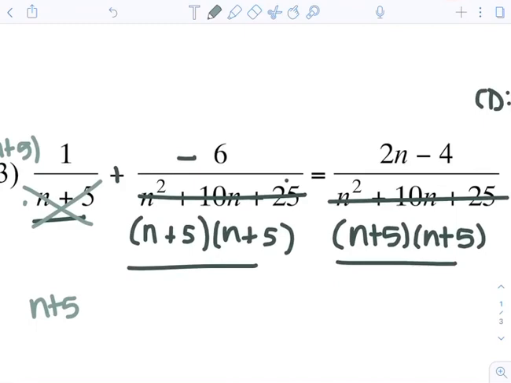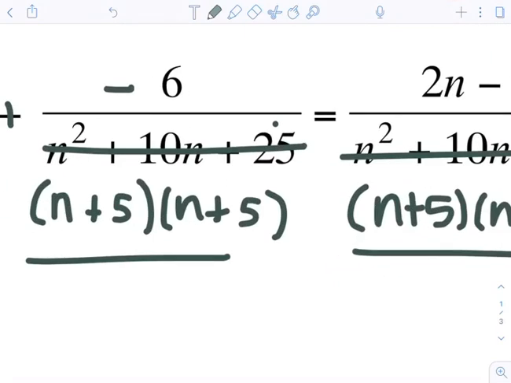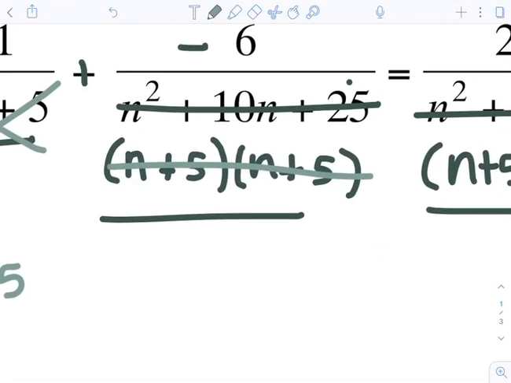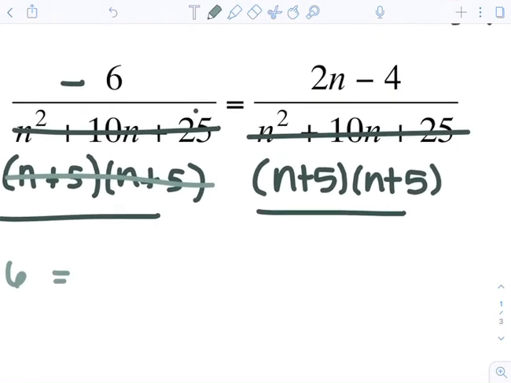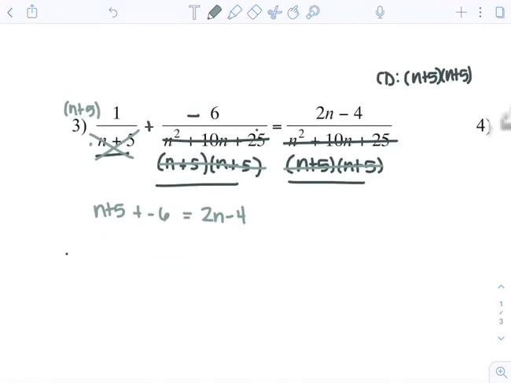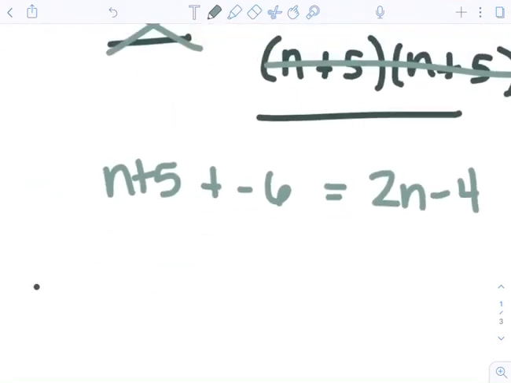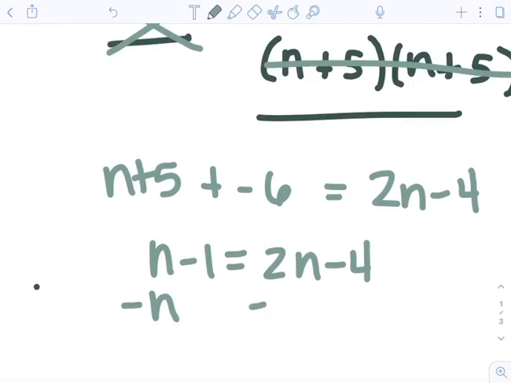The second one already has your common denominator, so I'm just going to cross that out, and I'm going to write plus negative 6 equals, and this already has my common denominator, so I'm just going to write the numerator 2n minus 4. Okay, I'm going to combine my like terms, so n minus 1 equals 2n minus 4. I'm going to get n by itself.